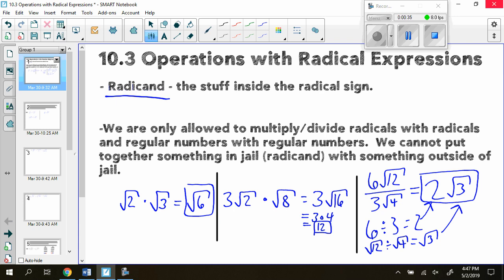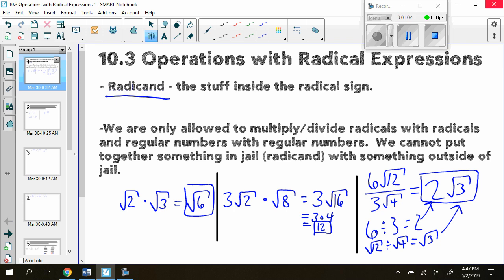As we look at the three examples down below, we know from past experience in 10.2 that we can multiply regular things with regular things, and we can multiply radicals with radicals, right? The things in jail can go together, and the things outside of jail can go together, but we shouldn't mix them. If we start over here to the left, we've got the square root of 2 and the square root of 3, both in radical form, so I can combine those to make a larger radical, the square root of 6.